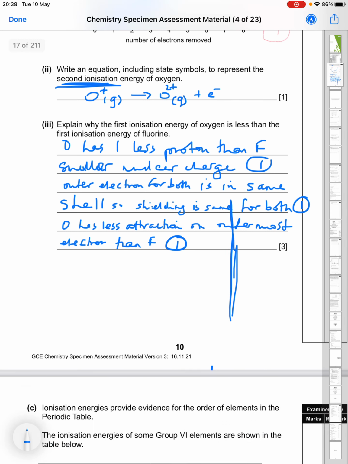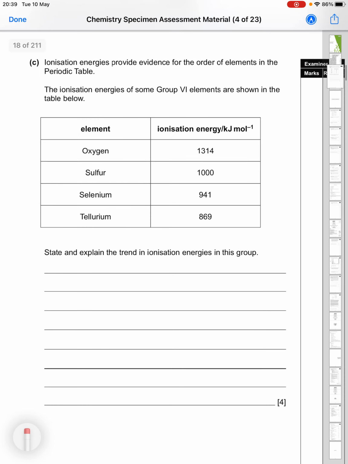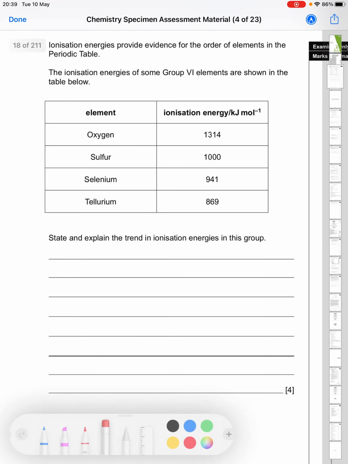So my point was that you can either write it from the point of view of the oxygen or from the point of view of the fluorine. Right, so ionisation energies provide evidence for the order of elements in the periodic table. The ionisation energies of some group 6 elements are shown in the table below. State and explain the trend in ionisation energies in the group.